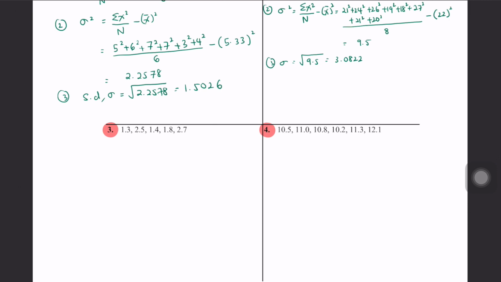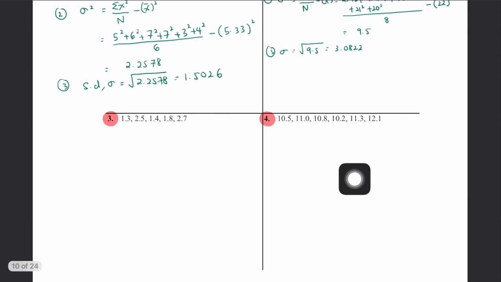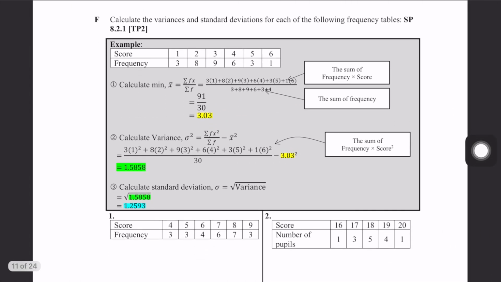Actually, there is a method of using the calculator for you to check your answer, where you just key in these values and then press some more numbers and you get directly the answers for mean, standard deviation and variance. That method I will show you later. For now we just use the manual calculation first. So let's move to F.